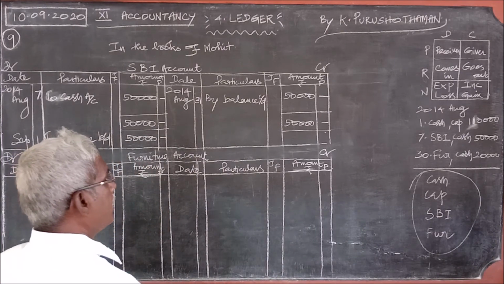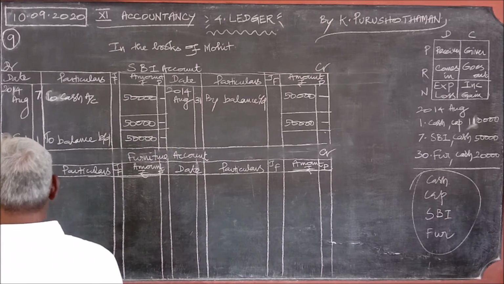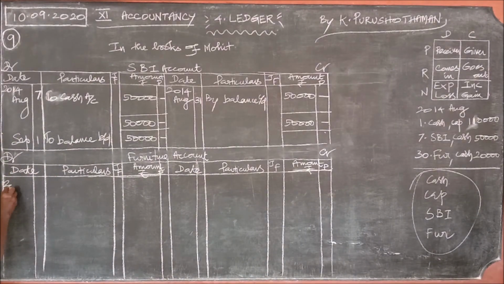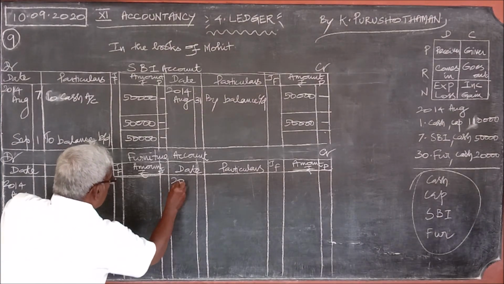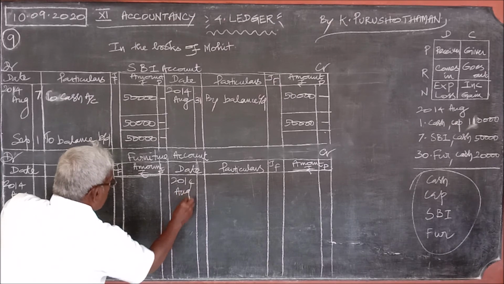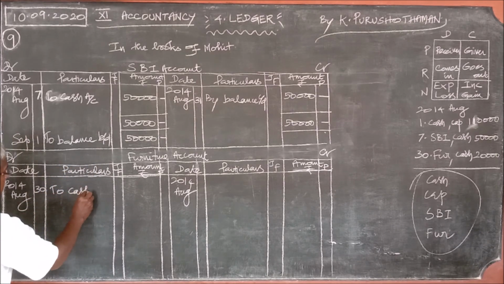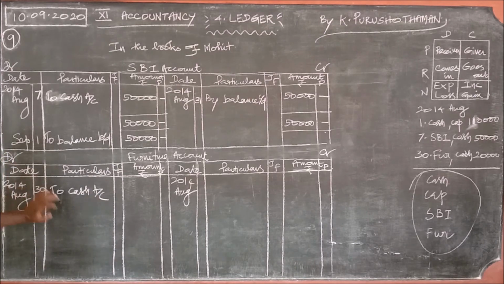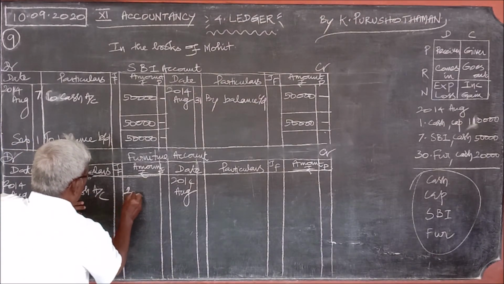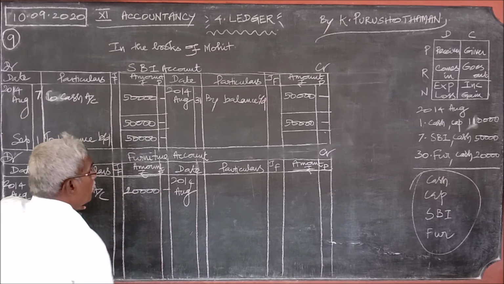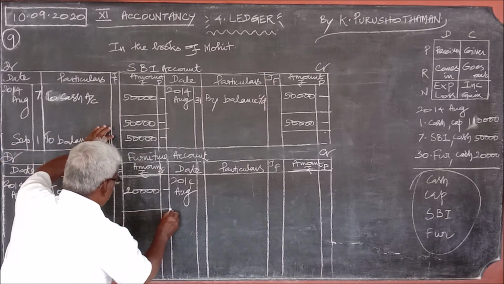Then, where does the furniture appear? On the debit side. That is 2014 August. Here also 2014 August. What date? It is 30th. Furniture appears on the debit side, so you write on the debit side. What is coming along with furniture? Cash. Therefore, to cash account. What is the amount? 20,000. No more entry for furniture, so close the furniture account ledger.